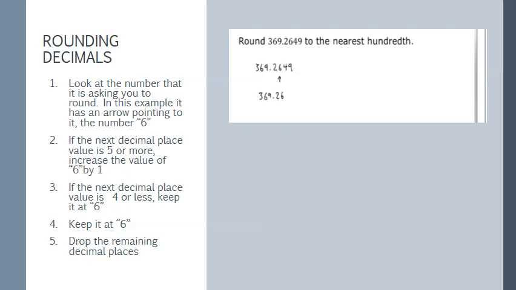Here's another example of rounding decimals. What you can do is make a habit of either circling the round off digit or pointing an arrow to it so it doesn't interfere with any of your movement or rounding. You can just point an arrow to it from afar.